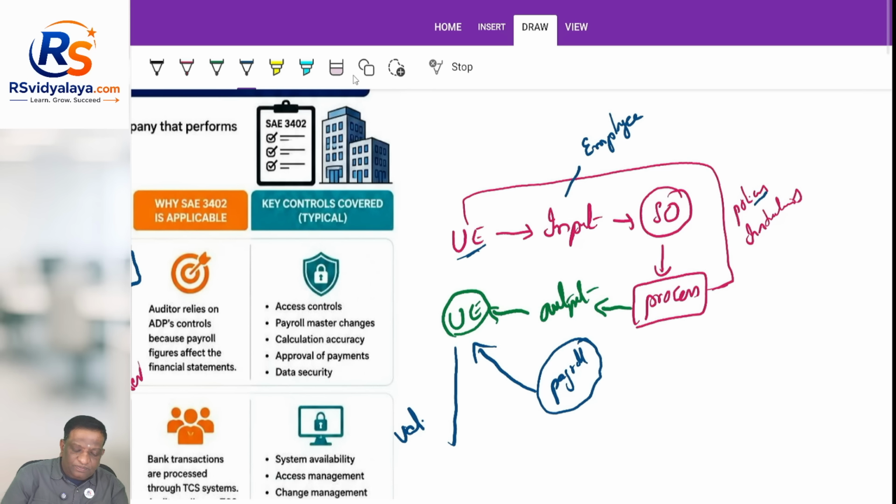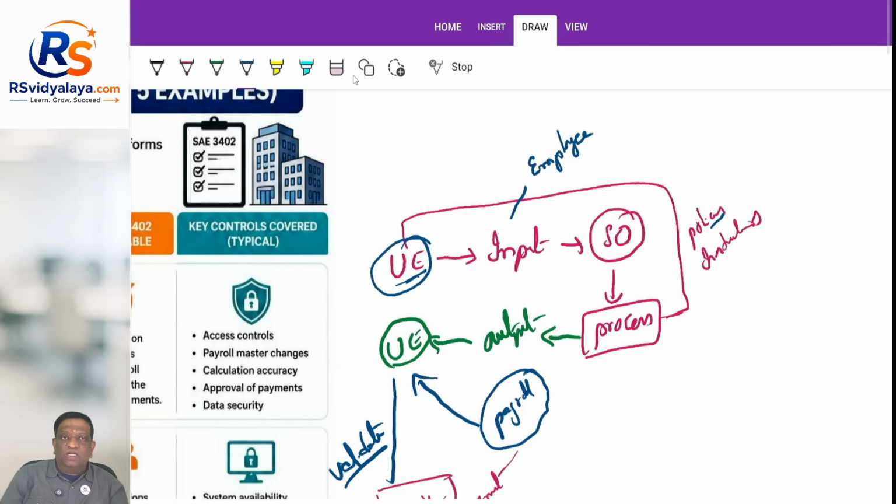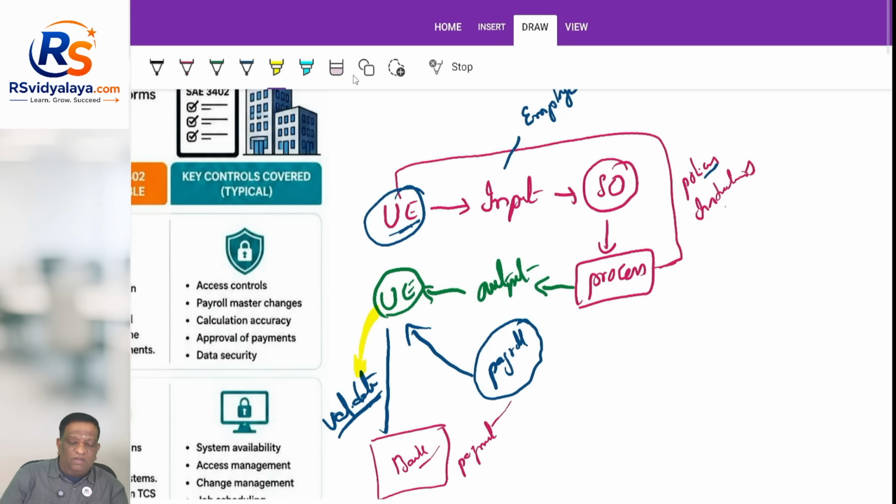So, as you can see in the chart, the user entity is the first one which will give the input to the service organization, and the service organization, by considering the policies and instructions given to them, would process the data and give the output to the user entity. Then the user entity is going to perform certain final validations. They are not going to redo everything. If the user entity redoes everything that is being done, then there is no point in outsourcing. So they do their final checks, and then in the case of payroll, the final payment list is given to the bank.